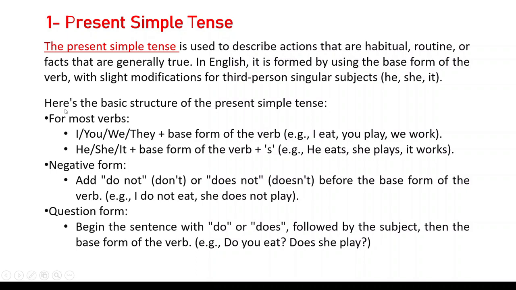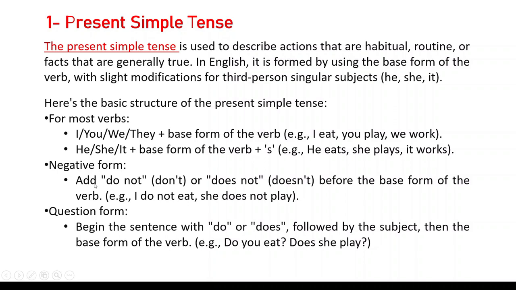Here is the basic structure of the present simple tense. For most verbs, I, you, we, they, plus base form of the verb. I eat, you play, we work. He, she, it plus base form of the verb plus s. He eats, she plays, it works.